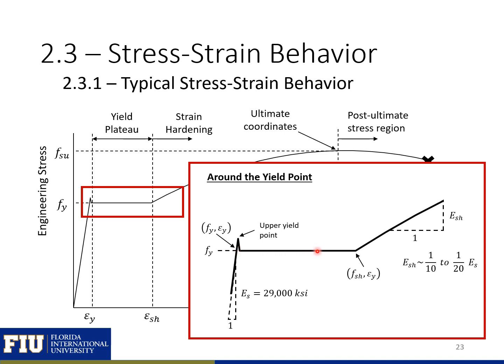You can then see our initial slope of our strain hardening region is between 1/10 and 1/20 the stiffness of our steel.